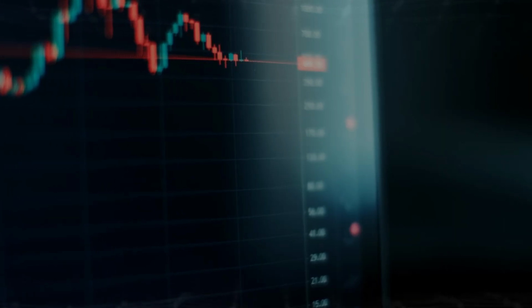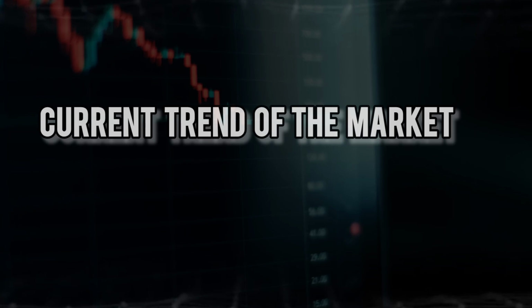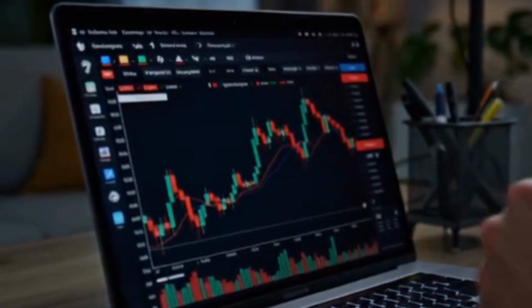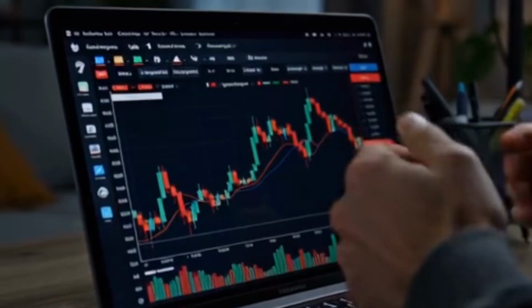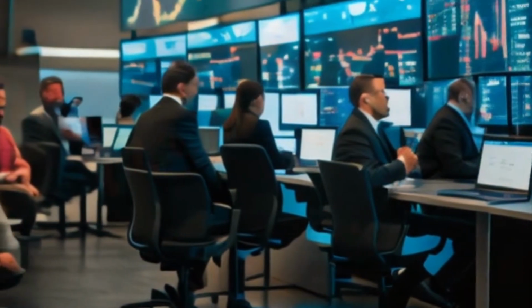The most important concept and hack in market structure analysis is identifying the current trend of the market. If you misread the trend, every decision you take will be against the flow of money, and that's how traders blow accounts. But if you align with the trend, the market literally carries you to profit.